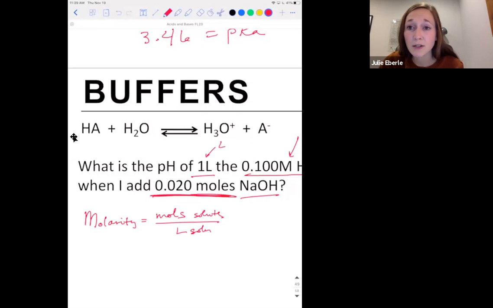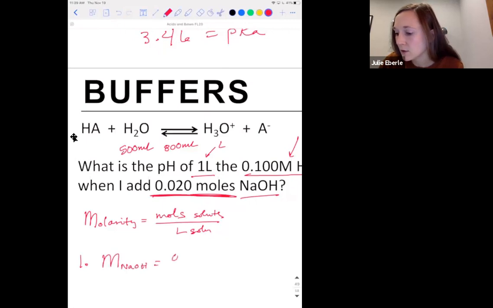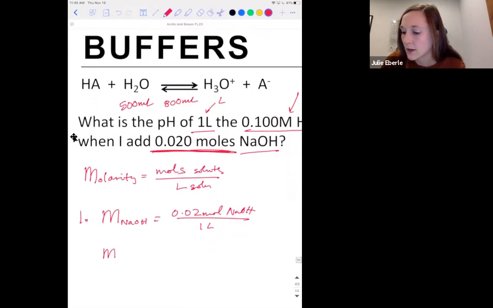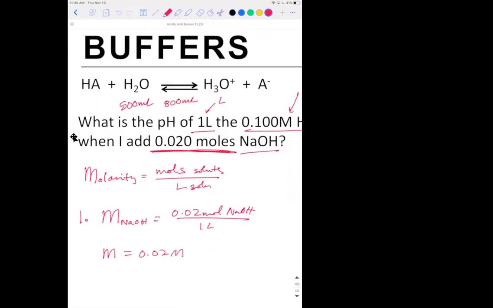So the first thing you always do here is calculate the acid or the base, whichever component we're talking about. Here in this problem, it's the base. You calculate the molarity of it. I could tell you that you have 800 milliliters or 500 milliliters, or 1.2 liters, but whatever the volume is, make sure it's in liters and calculate molarity. That's step number 1. So the molarity of NaOH here is 0.02 moles divided by 1 liter. And guess what? I made the math easy. The molarity is 0.02 molar.